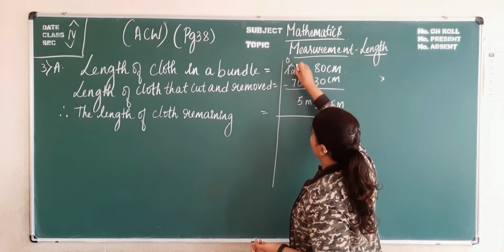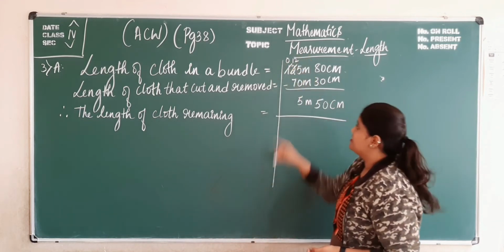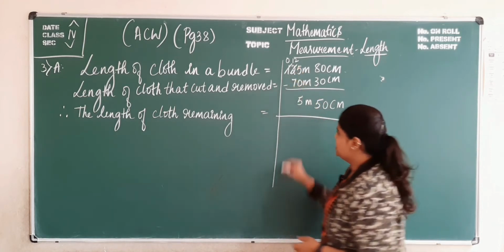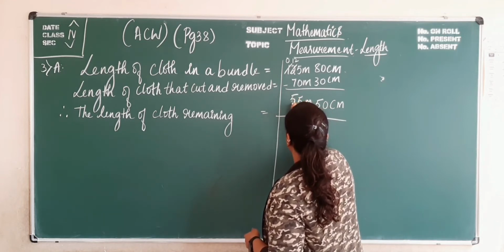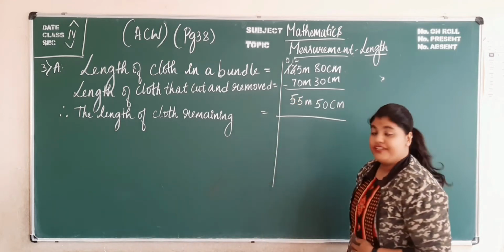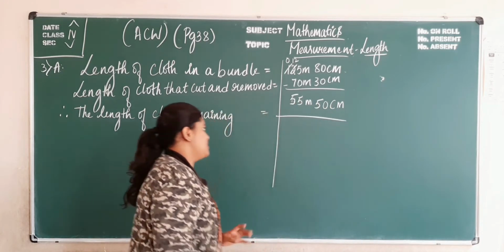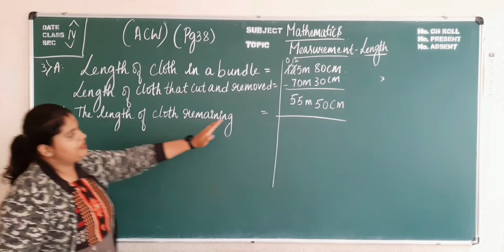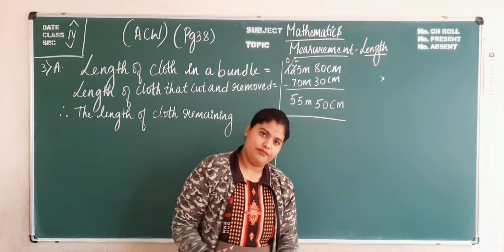0 comes, 2 goes in, 12 comes, right? So what is 12 minus 7? Yes, it is 5. So the answer is 55 meter 50 centimeter. Is that clear? So therefore the length of cloth remaining is 55 meter 50 centimeter.